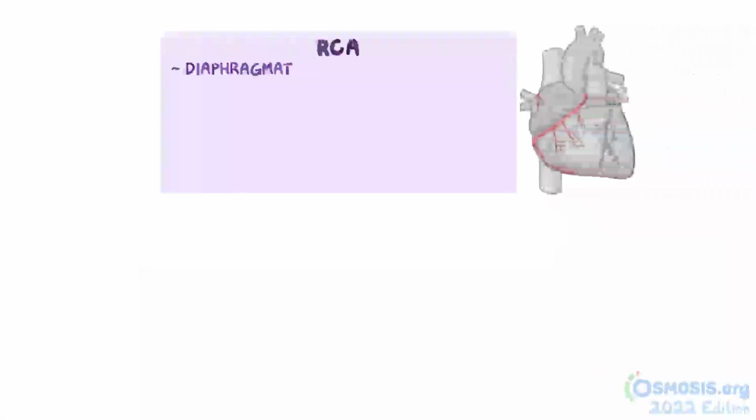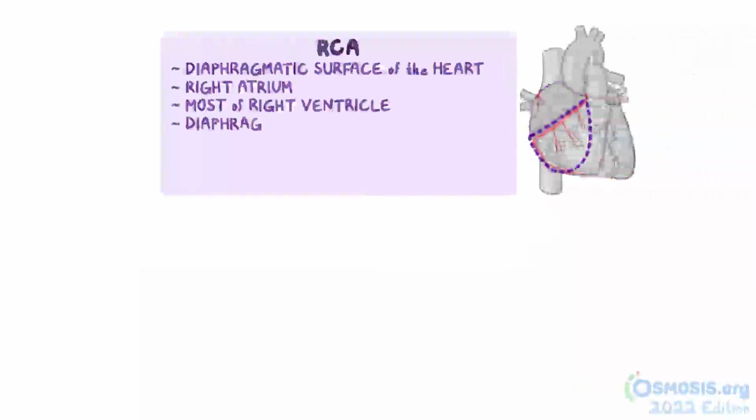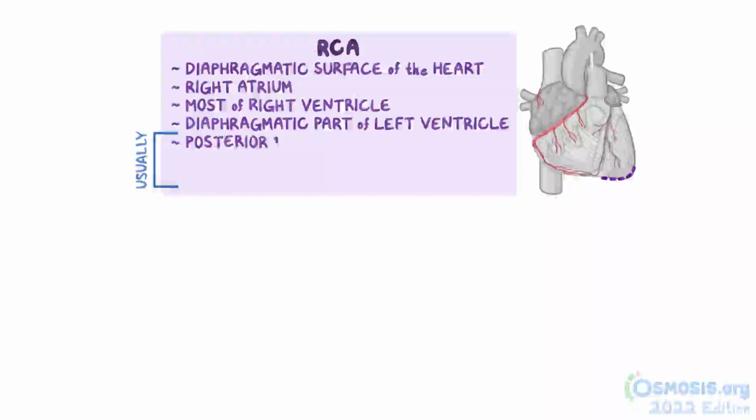Okay. To wrap things up, RCA supplies the diaphragmatic surface of the heart, the right atrium, most of the right ventricle, the diaphragmatic part of the left ventricle, and it usually also supplies the posterior third of the interventricular septum, the sinoatrial node, and the AV node.